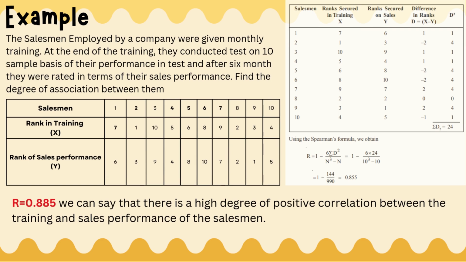We are going to put these values in the formula. So we get the value 0.855. That means we can say that there is a high degree of positive correlation between the training and sales performance of the salesmen.